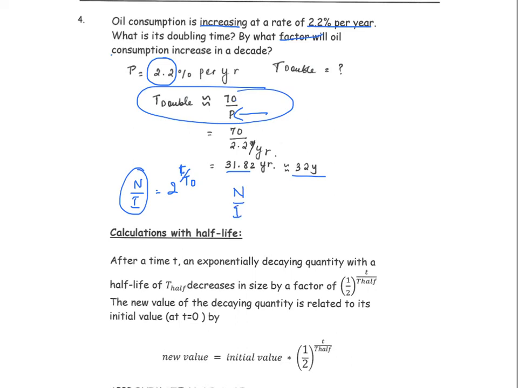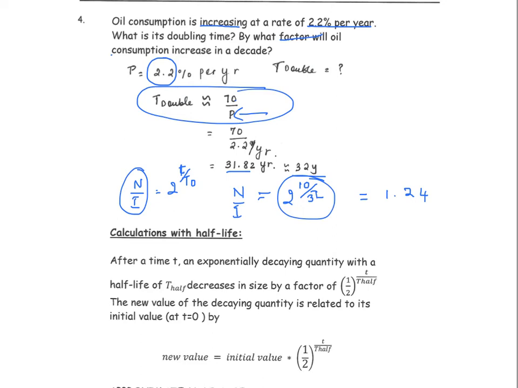So N over I is equal to 2 to the t, which is in a decade, let's say that's 10 years, divided by t double, which is about 32 years. So when we simplify this, 2 to the 10 divided by 32, let's use our calculators. We get 2 to the 10 divided by 32, and that is about 1.24. So that would be the factor, the growth factor. It would be 1.24 times the previous, the starting point.